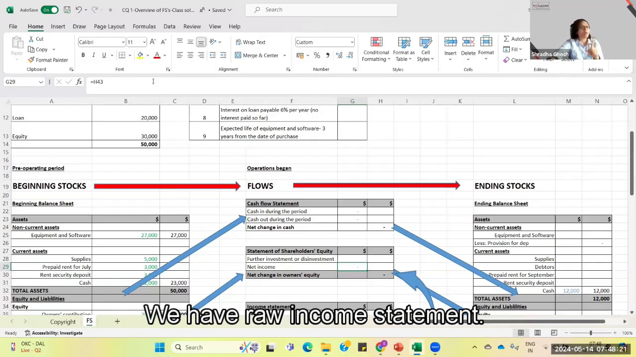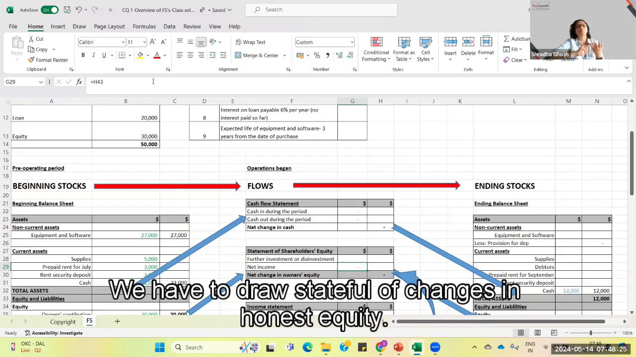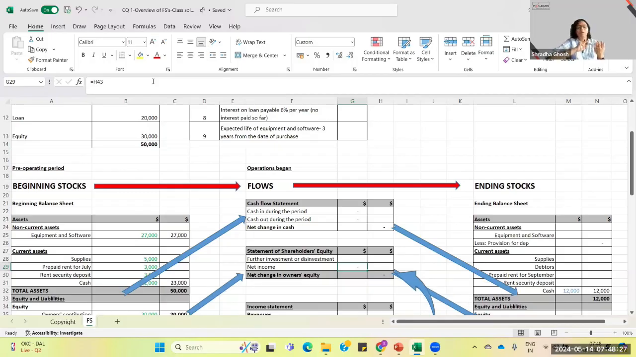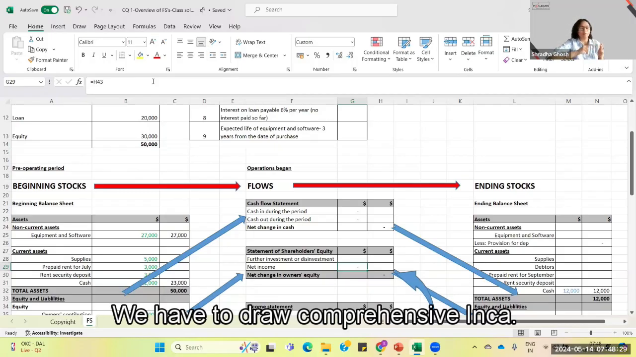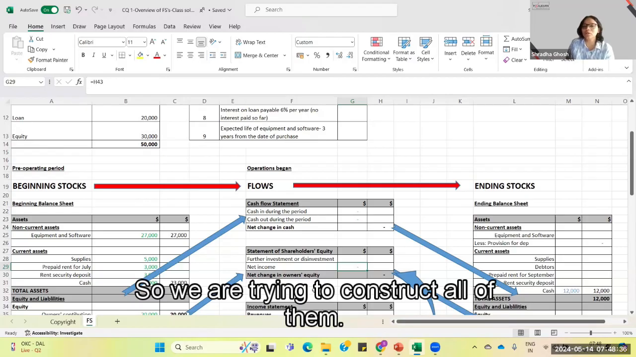So what are the basic financials? We have to draw an income statement, a financial position statement, a statement of changes in owners equity, comprehensive income, a statement of cash flows, and ultimately the notes, right? So we are trying to construct all of them here.